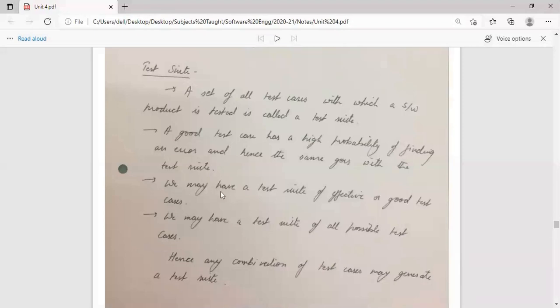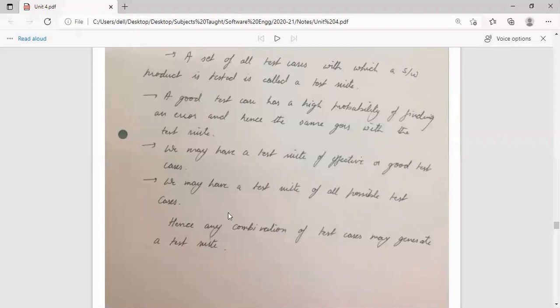Next point, we may have a test suite of effective or good test cases. So this is simple. We may have a test suite of all possible test cases. That means, first of all, we should take care that all the good test cases we should consider for effective testing. And second thing, the test cases we are generating should cover all the possible test cases in a specific test suite. Hence, any combination of test cases may generate a test suite.